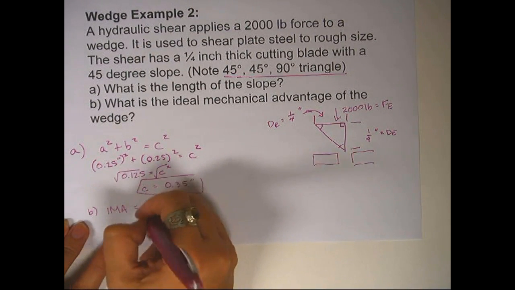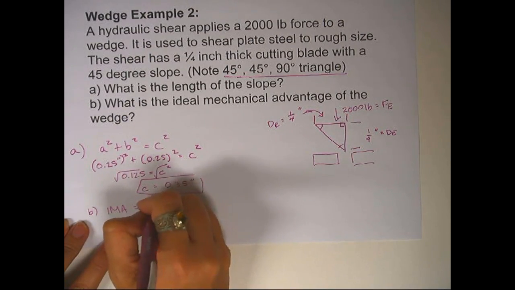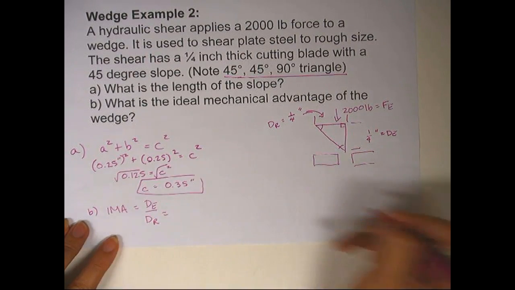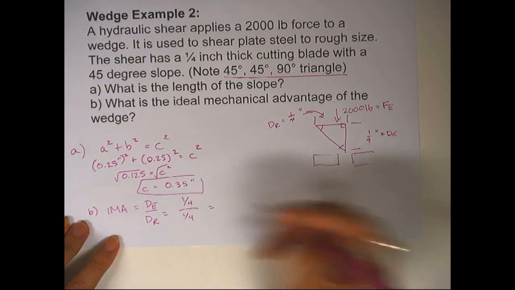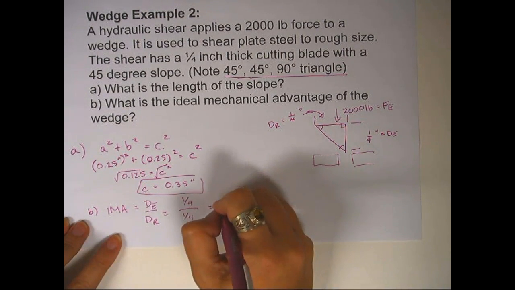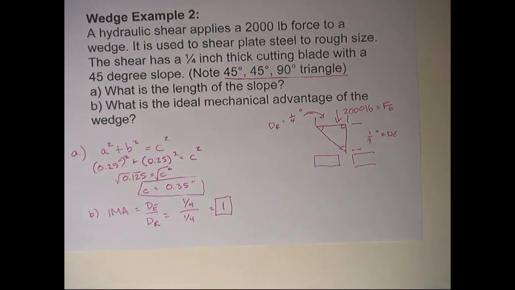IMA equals DE over DR. Well, that's 1/4 over 1/4. What's anything over itself? That would be an MA of 1. Okay, that's it for this example problem.